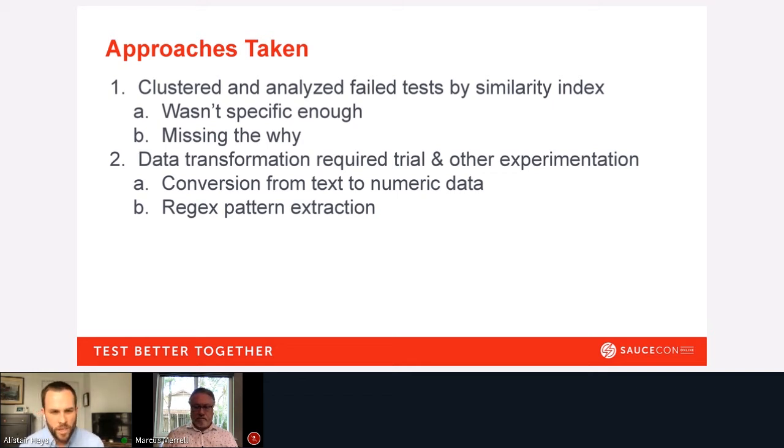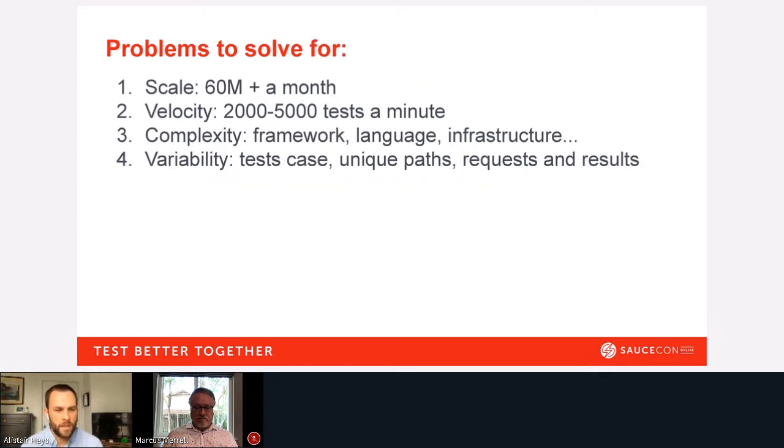We did regex pattern extraction. That didn't give us the sort of granularity we were looking for when identifying what happened in the test. But in doing this, it raised a number of problems that we need to bear in mind when we're trying to solve for things like this. The four main problems we've got to solve for, and we can't just focus on a very small piece of analysis, are scale, velocity, complexity, and variability, that create challenges that are fascinating to solve for.